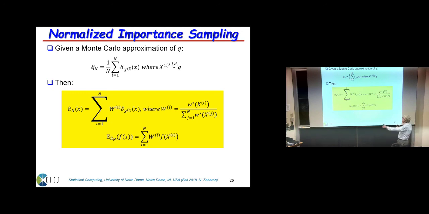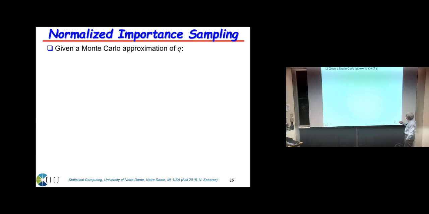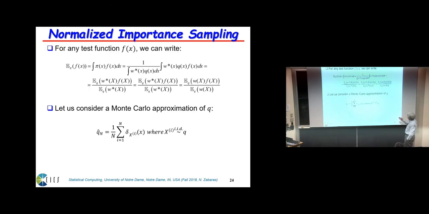You remember what I showed you before. If I go back to this equation, it was one Monte Carlo estimator divided by another Monte Carlo estimator. So the weights that I'm going to get will be the weights I get there divided by the sum of all the weights. So what I will get is normalized weights. Can you see that?